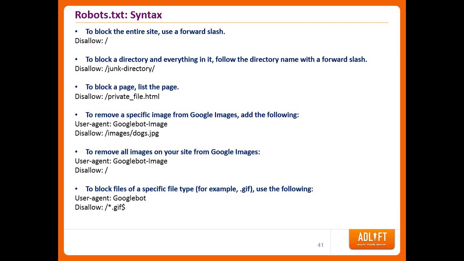If you want to block a particular page, you can block that page as well, like we have done with private_HTML file.html. If you want to block a specific image, you can do that with the image name. You can block Google image crawlers from coming to crawl your image. You can also mention if you don't want them to crawl any of your website. If you want them to crawl your website but not the images, you can do that as well.